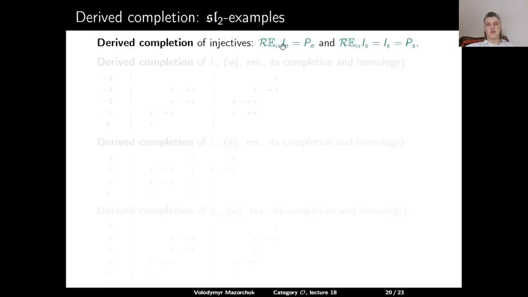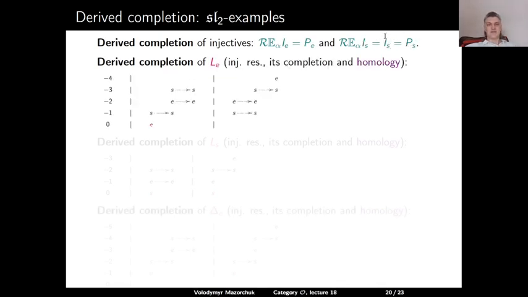Injective modules are, of course, acyclic for left exact functors, so if we apply the derived version of Enright's completion to an injective module, it's the same as applying the functor itself. And we have already computed that completing IE, we get PE, and completing IS, we get IS back, which is the same as PS. So here's how we compute derived completion of LE.